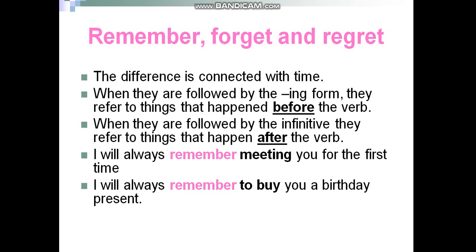For example, the difference is connected with time. When they are followed by the ing form, this refers to things that happened before the verb. When they are followed by the infinitive, they refer to things that happen after the verb. I will always remember meeting you for the first time. I always remember to buy your birthday present. So here I want to buy it.